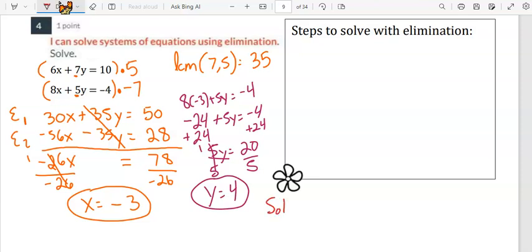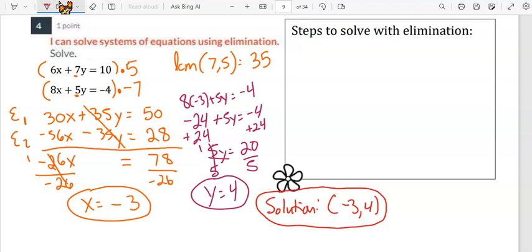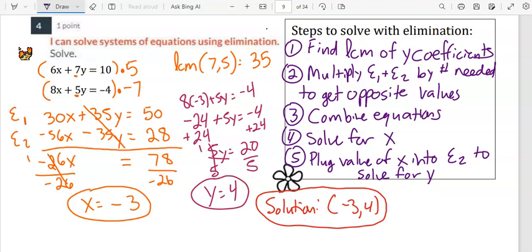Our solution is -3, 4. If we were to graph these two equations on the coordinate plane, they would intersect at the coordinate point -3, 4. Let's talk about the steps to solve with elimination.